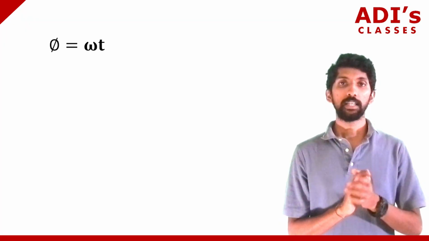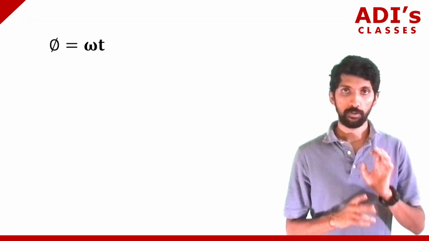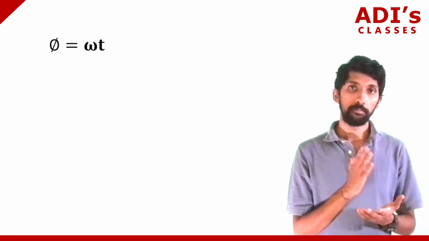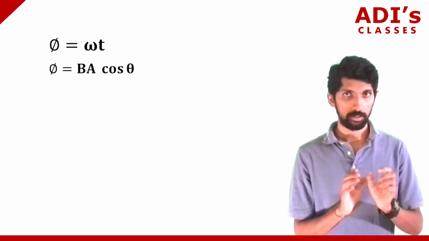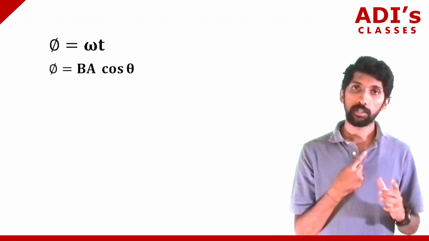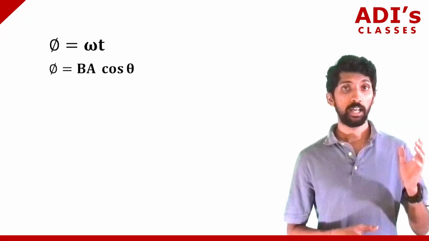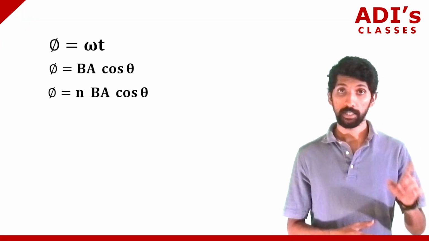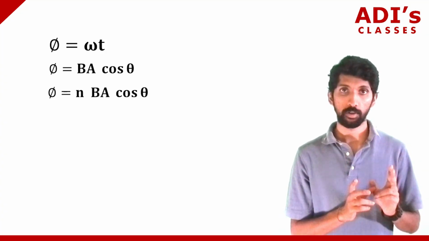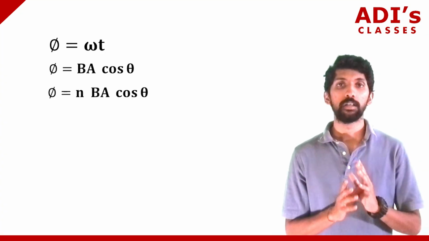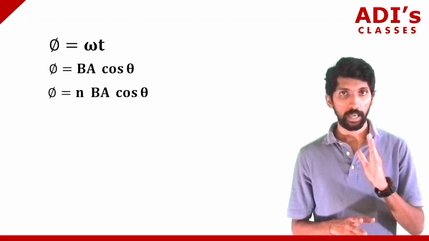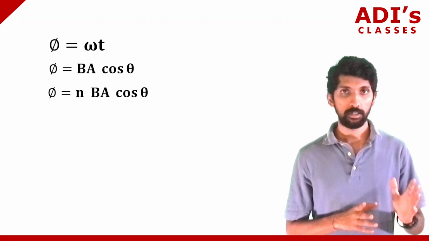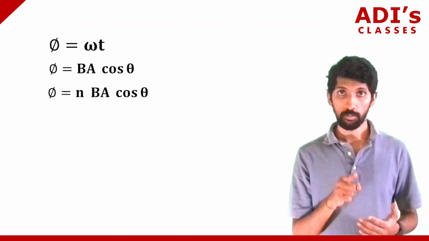Okay, next is the flux which is linking with the coil. The formula for the flux was phi is equal to BA cos theta, correct? Right, so this is the formula. Now, if there are N number of turns in the armature, the coil, then we'll have phi is equal to NBA cos theta. Now remember, B is the magnetic field, A is the area of cross section. Now what was theta? Omega t. Substitute. We have phi is equal to NBA cos omega t.